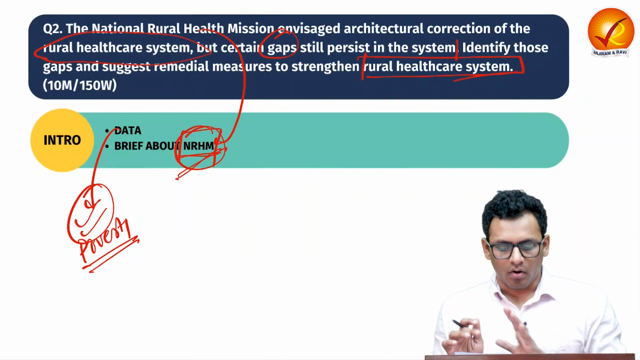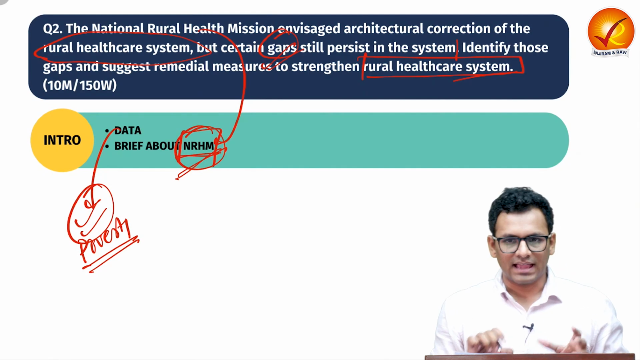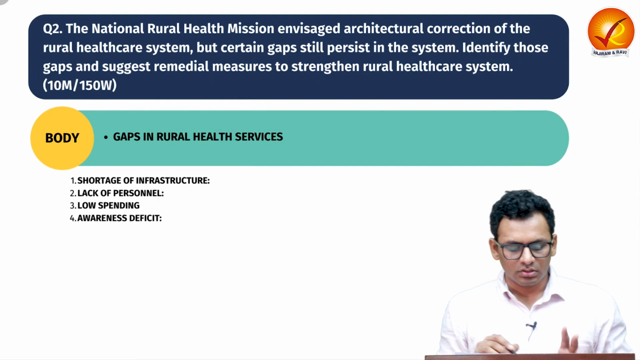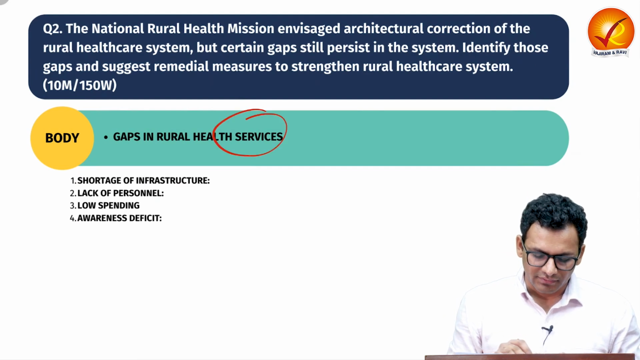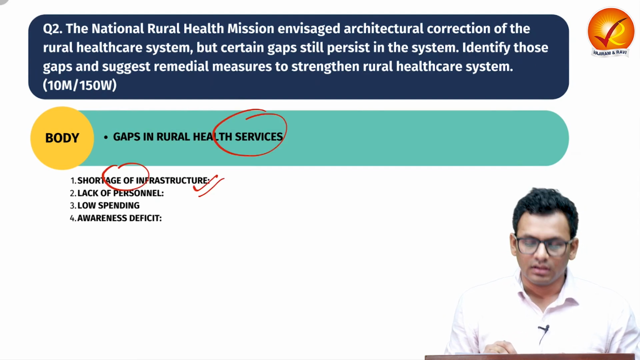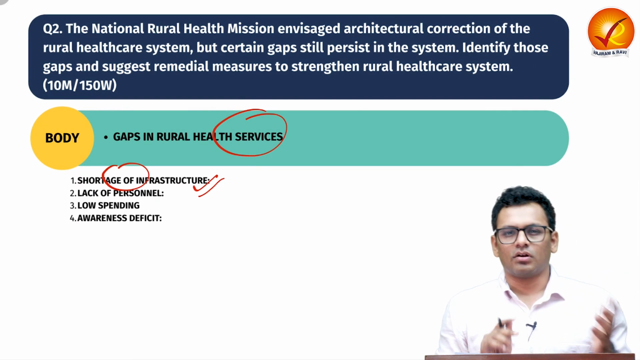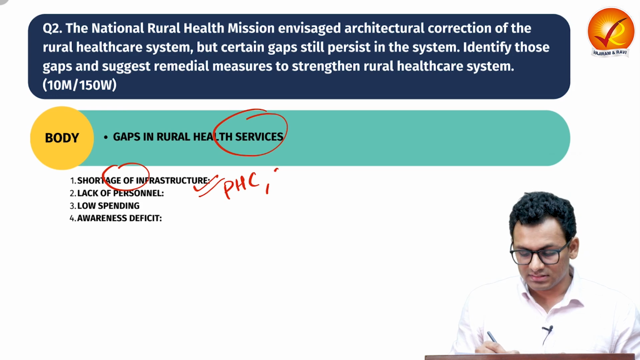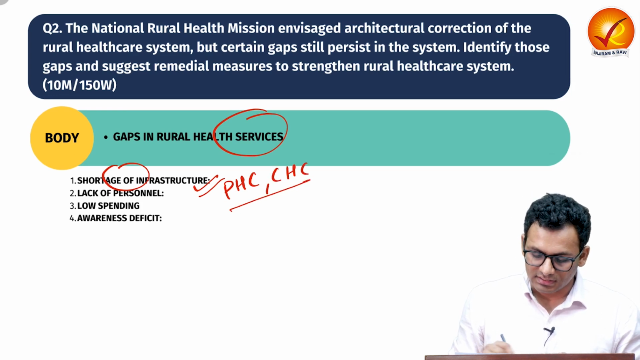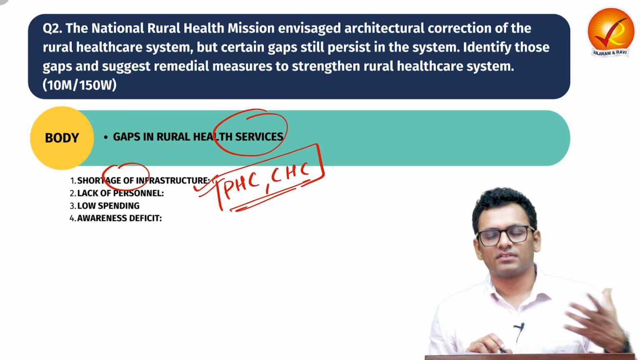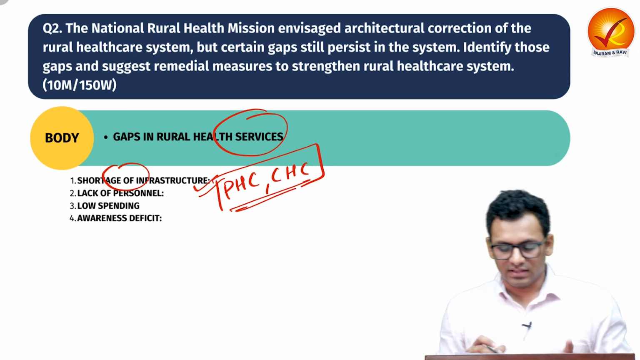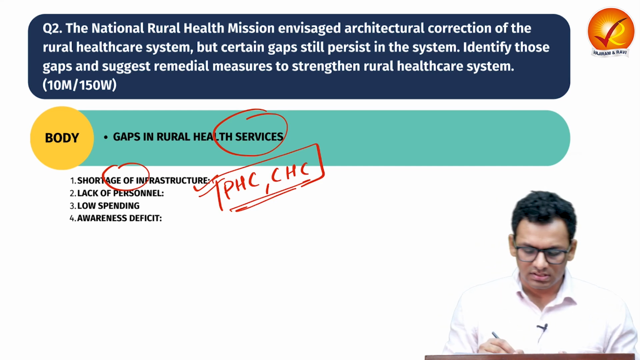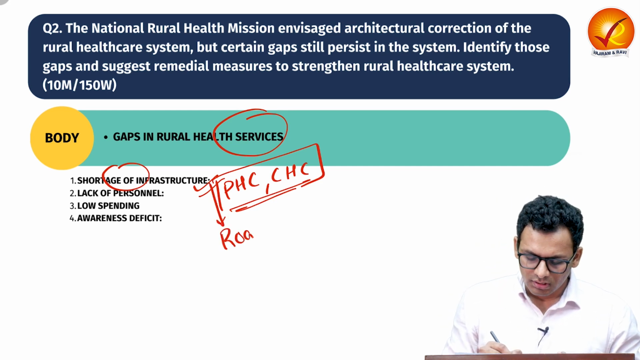Let's see the body. Firstly, we will be identifying the gaps, then we'll be talking about the measures. So, gaps in rural health services. The very first is shortage of infrastructure. We have seen lots and lots of gaps with respect to infrastructure, as in we do not have sufficient primary health care centers or community health care centers. So such kind of basic infrastructure is also missing. Apart from that, as we have seen how rural areas are located at remote locations, we also have issues with respect to connectivity.